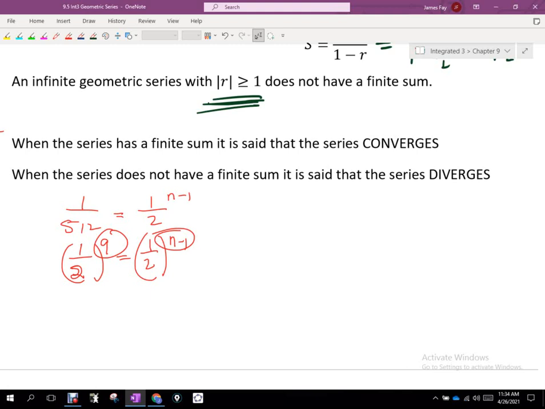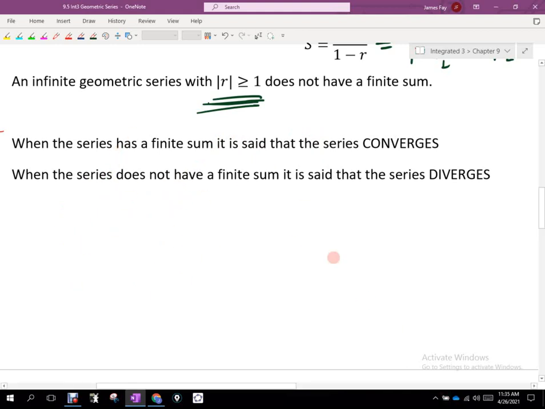Well, one's on the positive x-axis, the other one's on the negative. But regardless, if I started with an r value of like -2, then when I add all those up, it'll give me negative infinity. There's a lot of calculus that's actually involved as we dig deeper into this stuff to find out that infinity value, whether it be positive or negative. But this says when the series has a finite sum, the series converges.